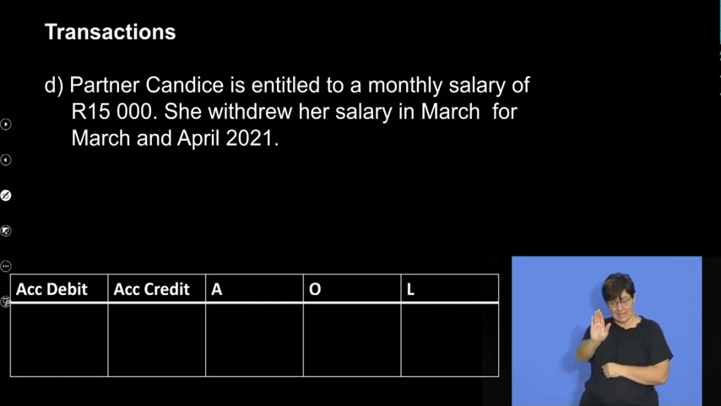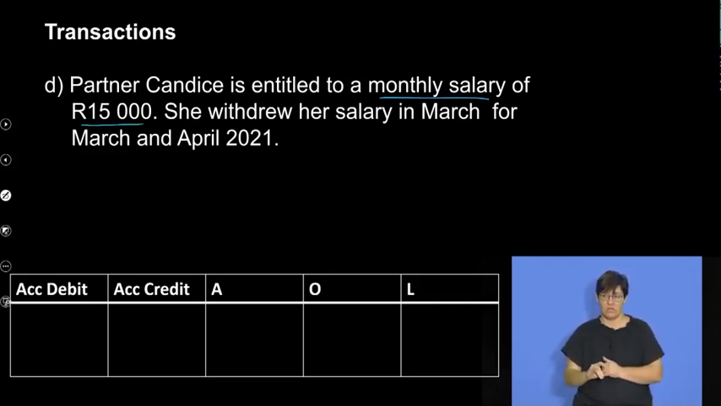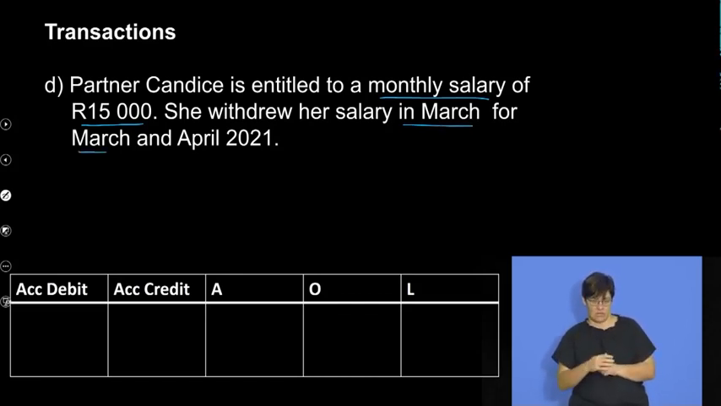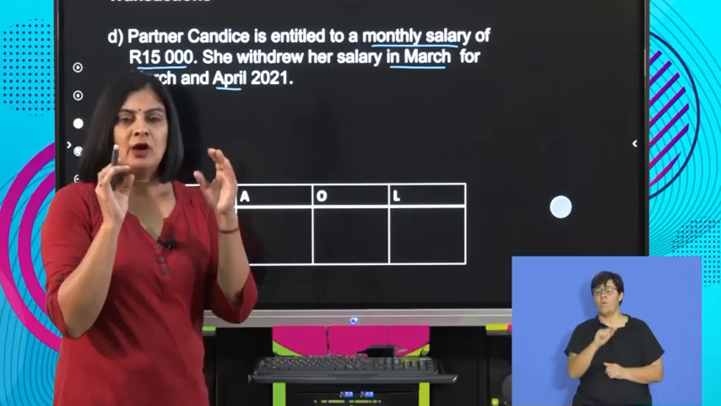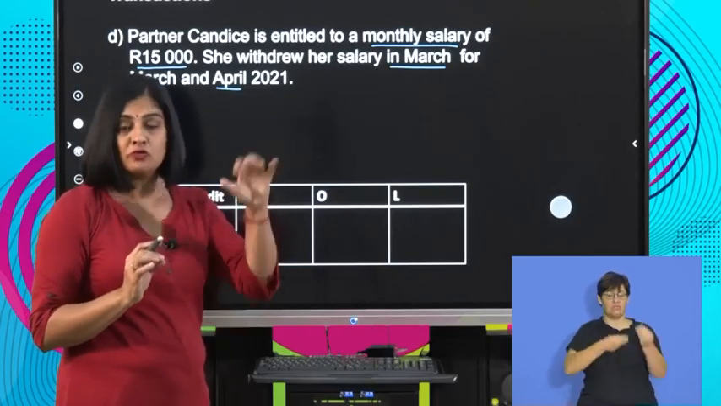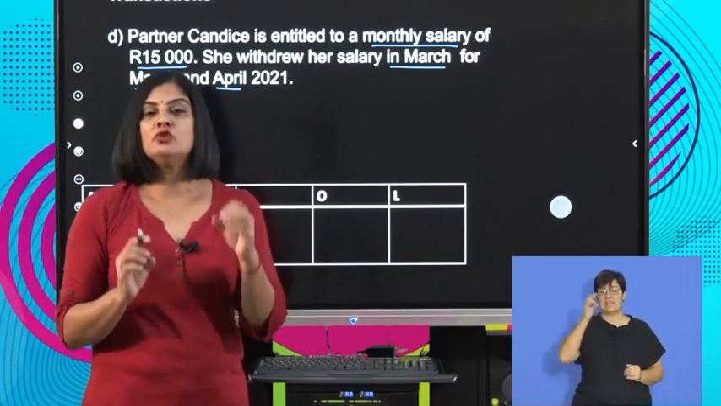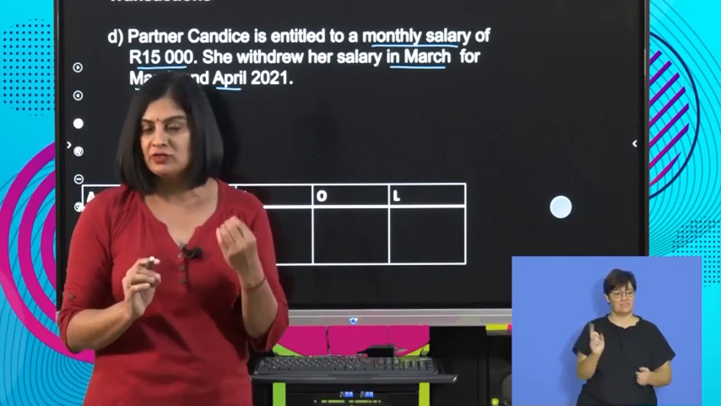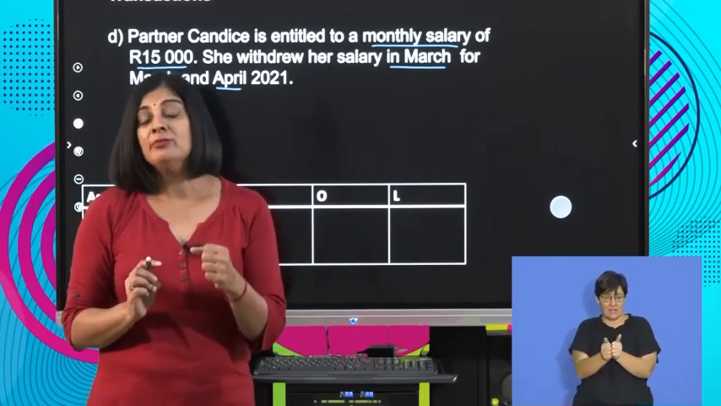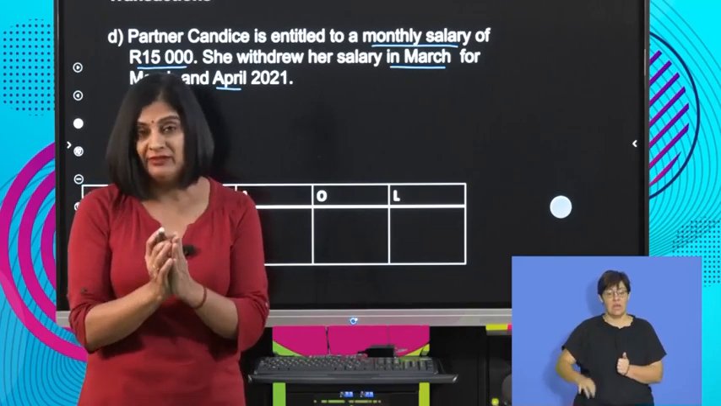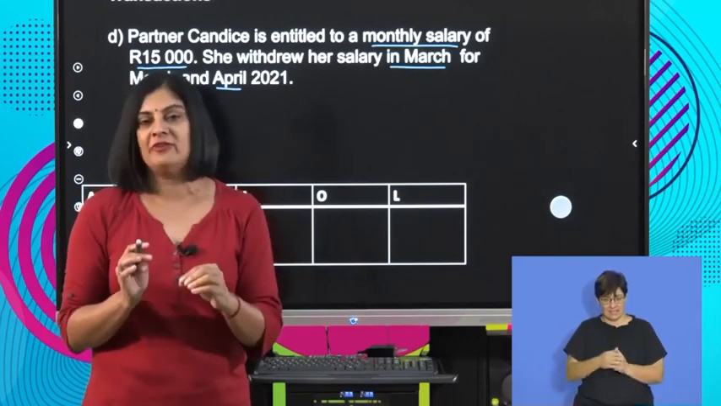Partner Candace is entitled to a monthly salary of 15,000 Rand. She withdrew her salary in March for the months of March and April 2021. Right, now immediately, the reason why I chose this particular transaction is students immediately want to use salary as an account affected. But remember guys, in partnerships, we only allocate salary at the end of the financial year.